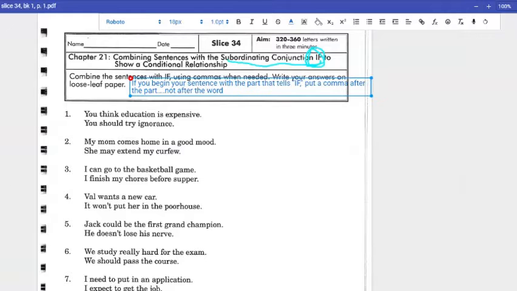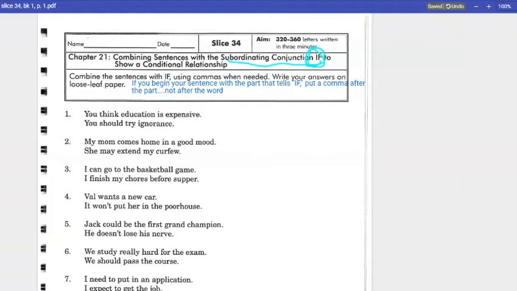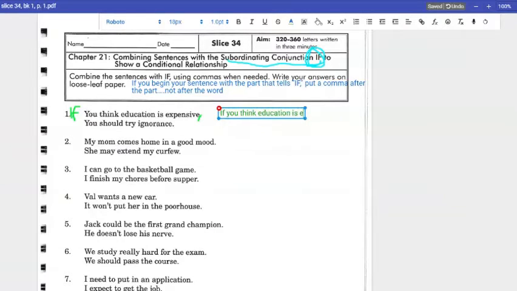Okay, so number one, you think education is expensive. You should try ignorance. Well, here it's going to go ahead and start with if. So if you think education is expensive, comma, you should try ignorance. So let me go ahead and type this out for us. So since we're starting with the if, we'll put the comma in place of the period or after the part that tells if.